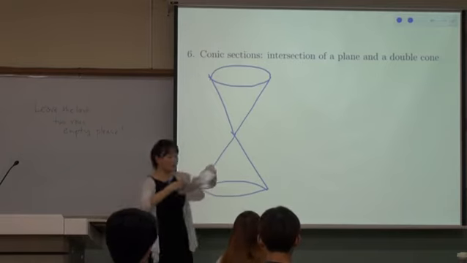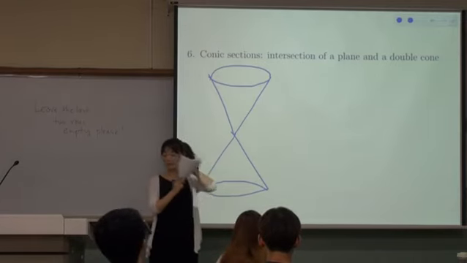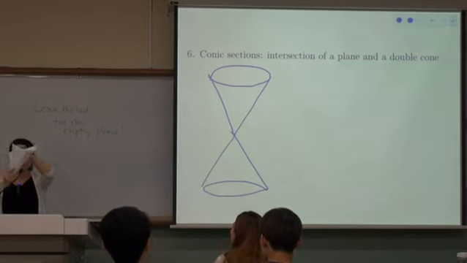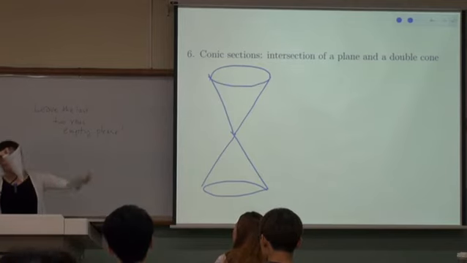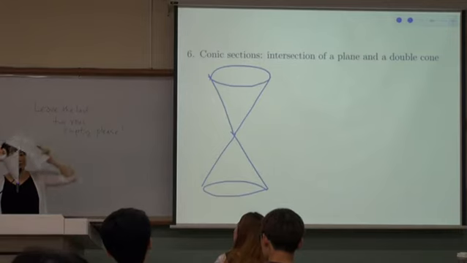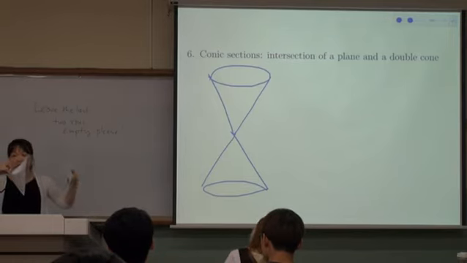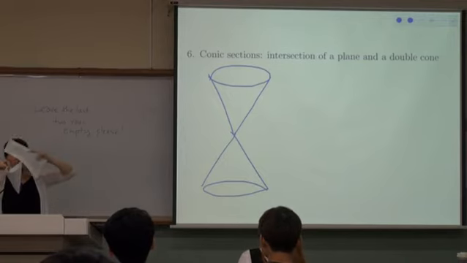So this is the cone, right? The upper part. And I'm going to cut it with a plane, right? Like this. Cut it. Then what kind of intersection do I get? I get an intersection that is called a parabola. Cut it like that, then I get a parabola.